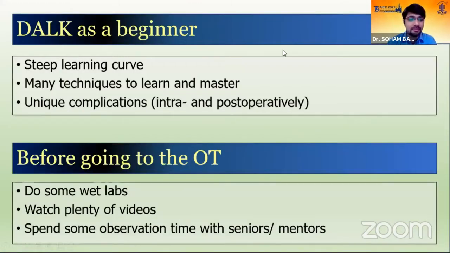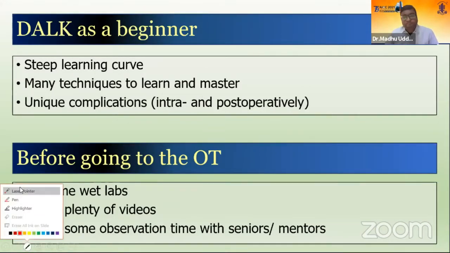Are my slides visible? Yes, Soham, they're quite visible. You can go ahead. Okay.